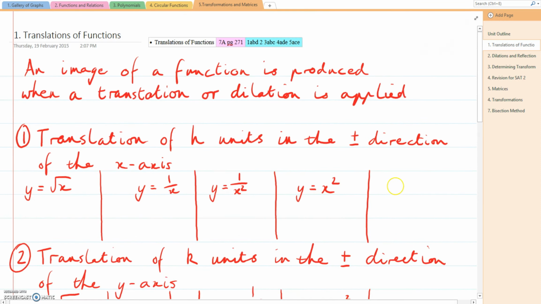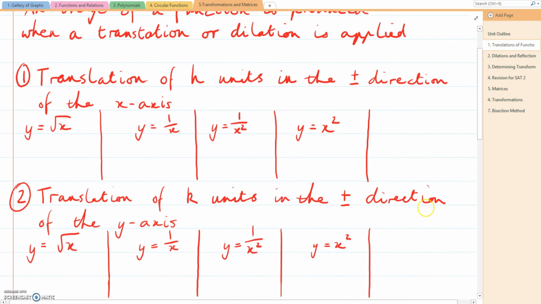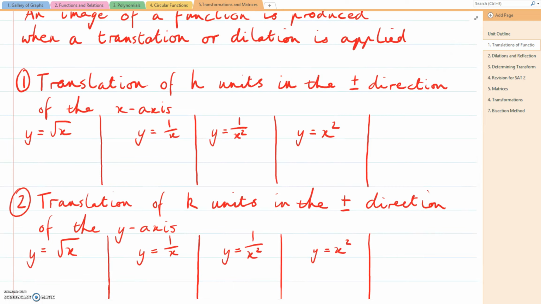Okay, so an image of a function is produced when a translation or dilation is applied. We've done this a bunch of times before, but let's just go through a couple of examples here. So these are the four types of graphs initially that we'll be looking at. Of course, this can be applied to any type of function, but here's four different types that we can work with.